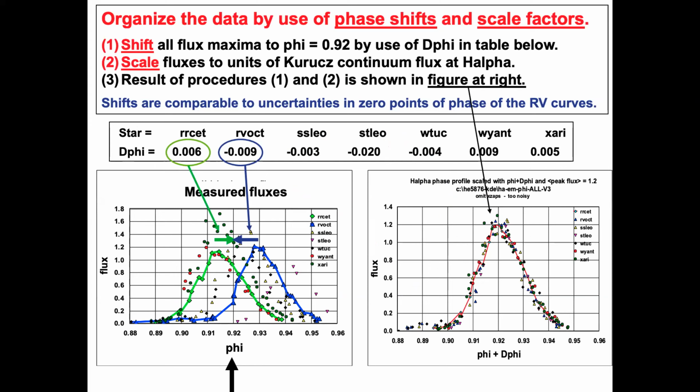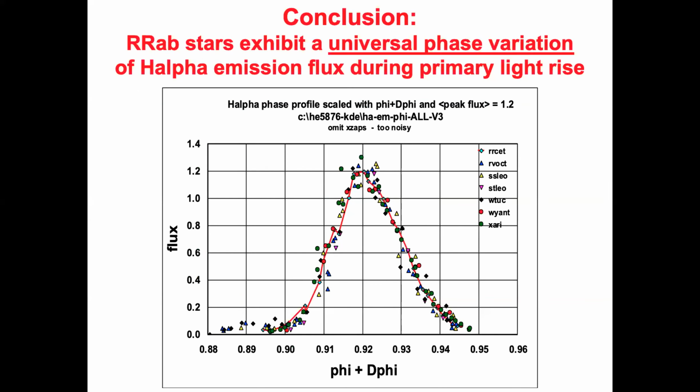Okay, let's see here. Well, this is the principal conclusion of my talk, and I haven't exceeded my time yet. The RRAB stars, metal poor with strong emission, appear to exhibit a universal phase variation of H alpha emission flux during rising light. They go up and they go down. They're not quite symmetrical, but to make this diagram, I had to scale the emissions at the 5876 triplet line of helium to H alpha by the use of Kurucz model atmospheres.